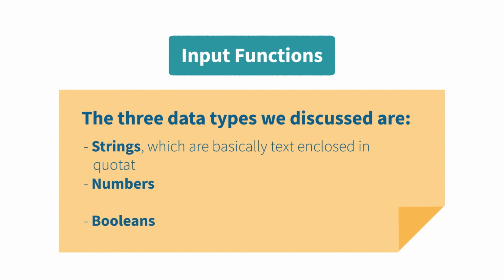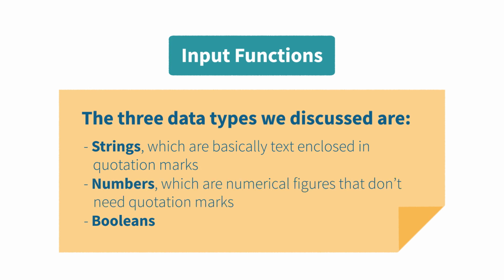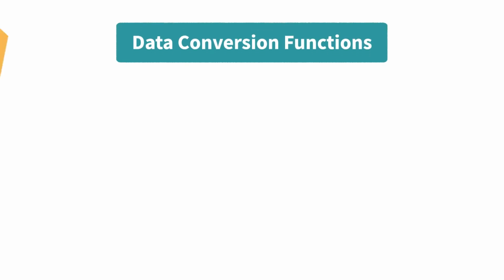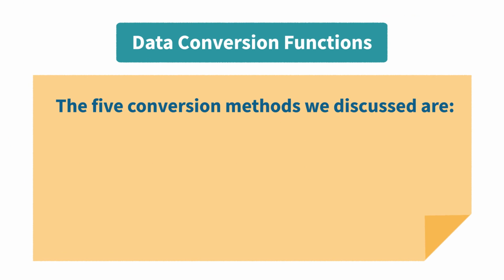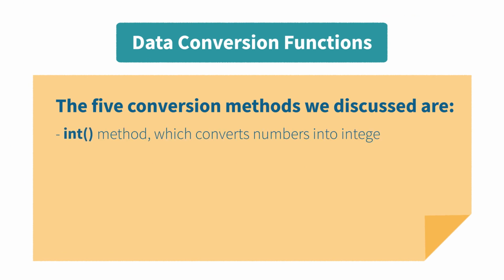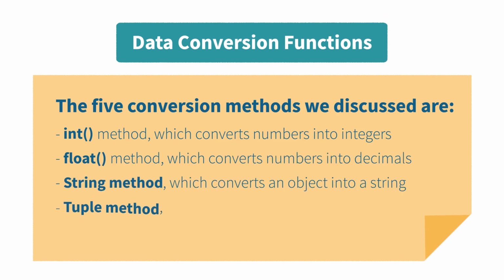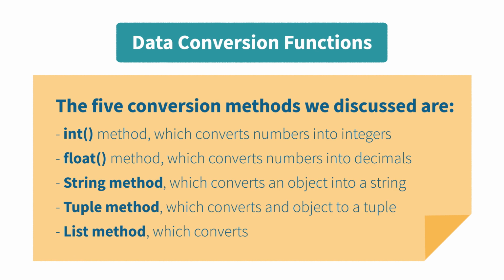Strings are basically text enclosed in quotation marks. Numbers are numerical figures that don't need quotation marks. Booleans have a true or false value. To convert data types, we use data conversion functions. The 5 data conversion functions we discussed are int, float, string, tuple, and list.